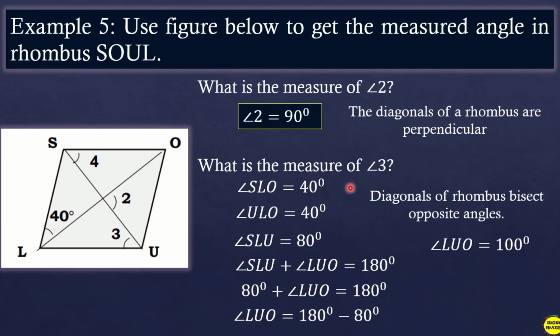What is being asked is angle 3, not the whole angle. Angle LUO is the whole, 100. We are looking for just the half, so we divide it by 2. Angle 3 is equal to 50 degrees. And angle 4, since we got angle 3, they are congruent angles. If this is 50 degrees, this is also 50 degrees. Since they are opposite angles, they are also 50 each. Therefore, angle 4 is also 50 degrees.